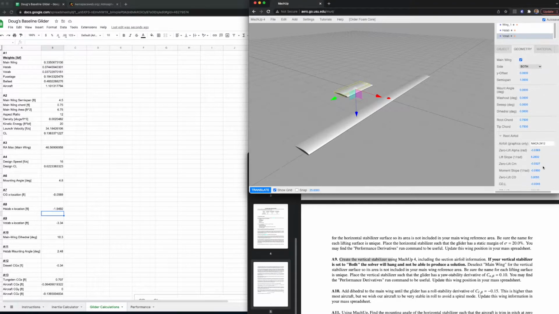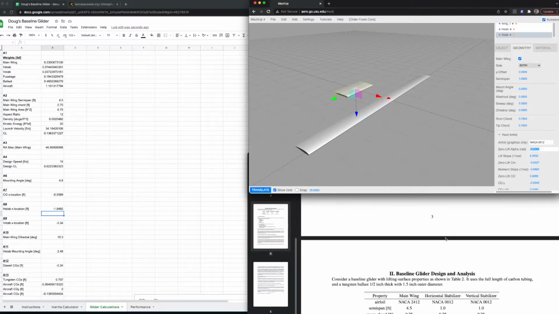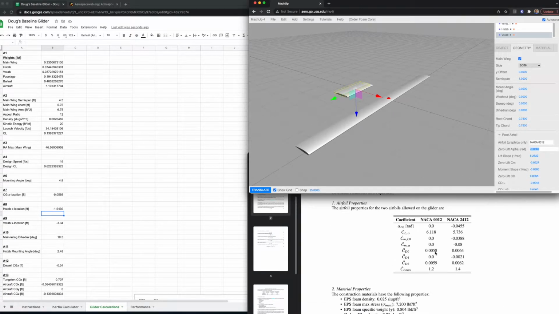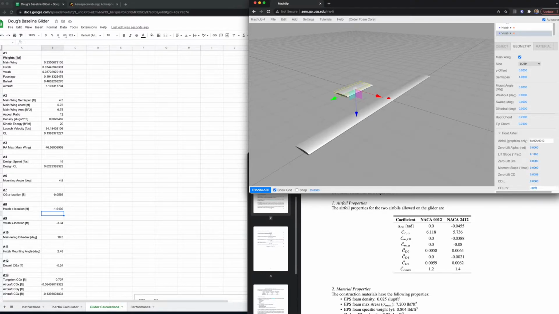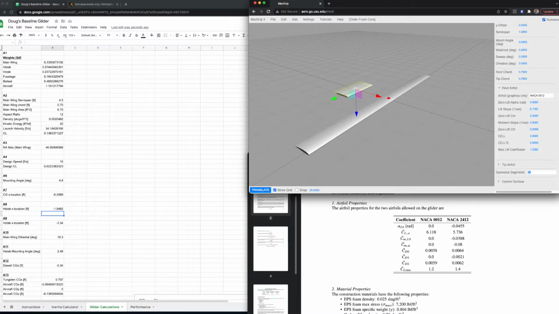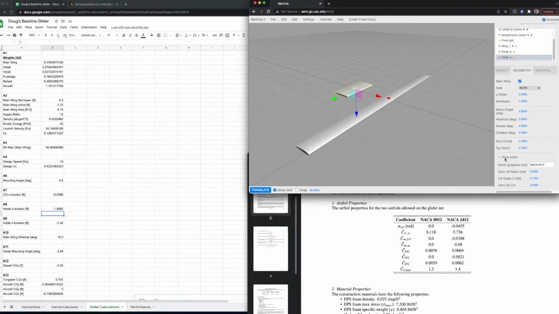And let's just fill in the airfoil information here real quick. So NACA 2412, it's really a 0012. And let's come back up here to our airfoil information and type that in. So we've got 0, 6.118, 0.0058, 0.0059, and 1.2. Okay. And the tip is the same as the root. So we've got the airfoil information in there. And now we want to deselect the main wing because we don't want to use that area when we compute our reference area.